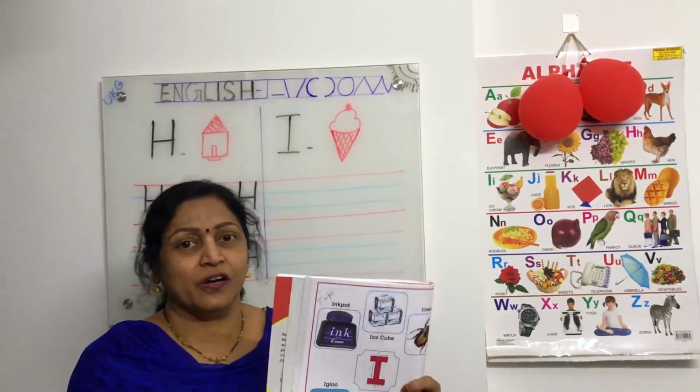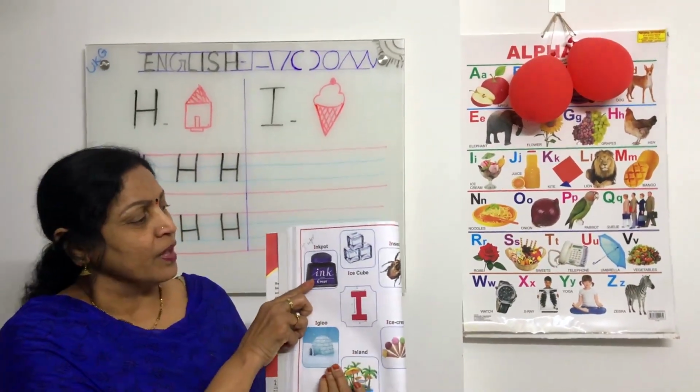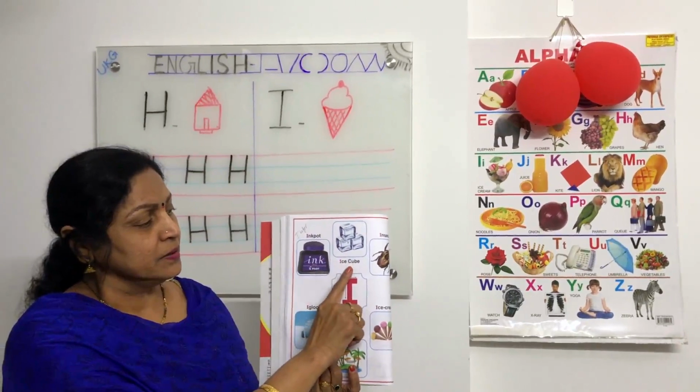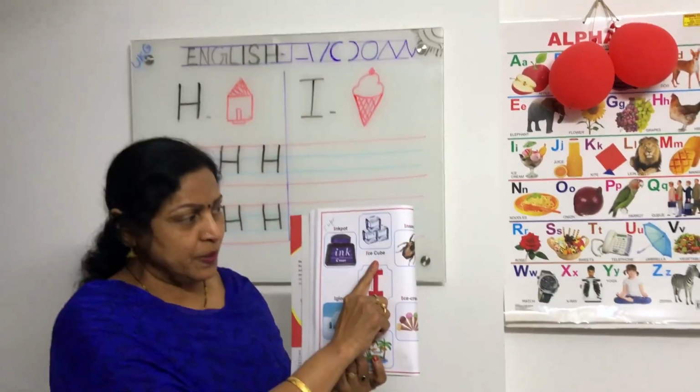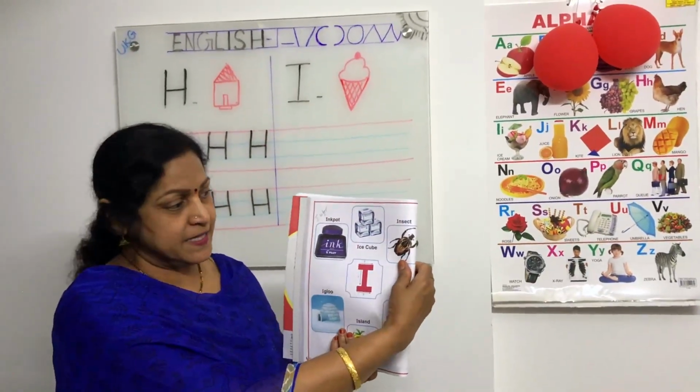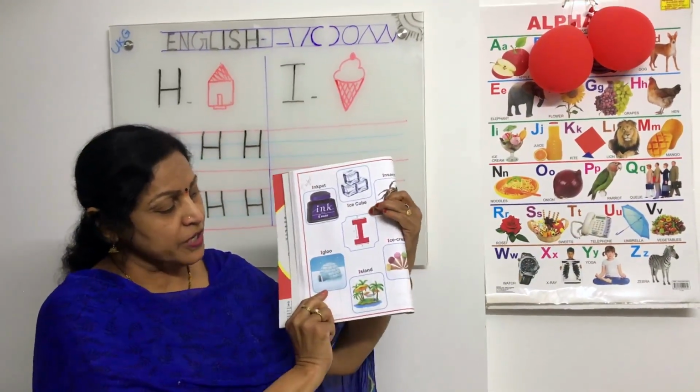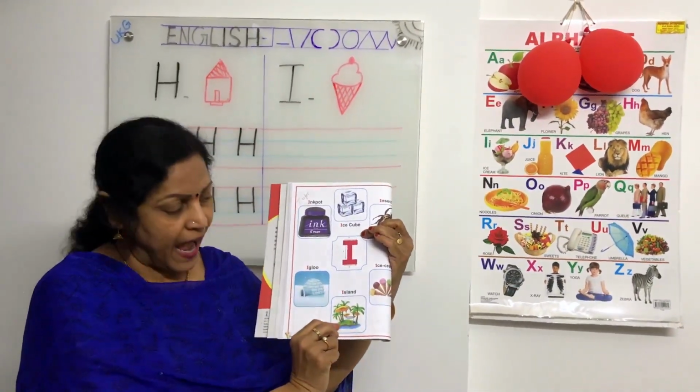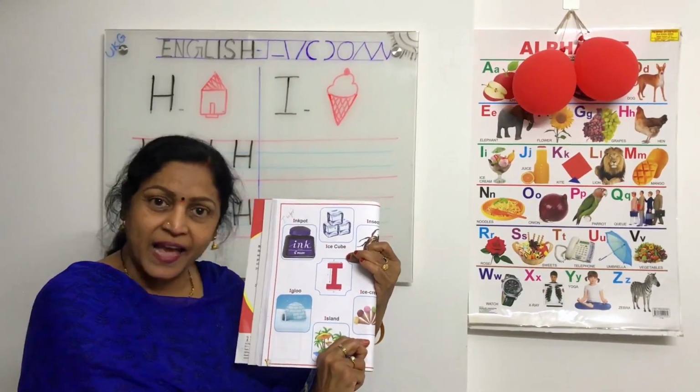Okay, see here children. Look into the book. I for ink. I for ice cube. I for insect. I for igloo. I for island. I for ice cream.